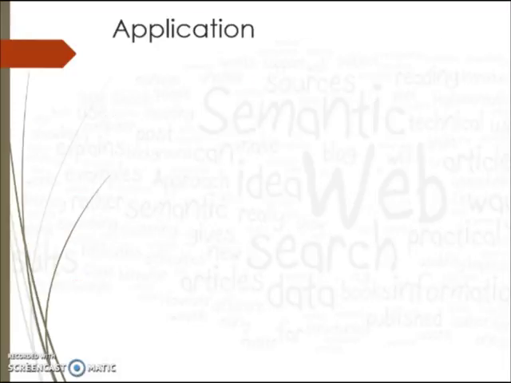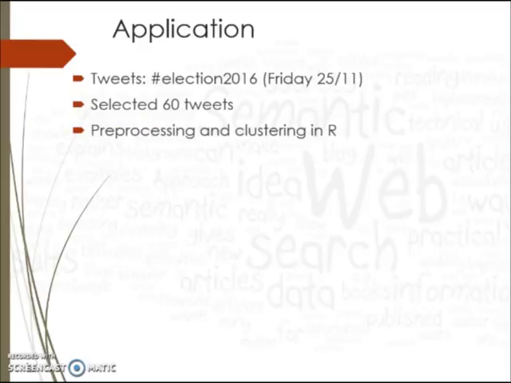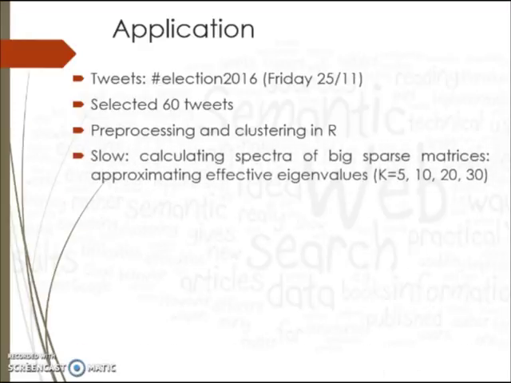So we'll apply our method to a series of tweets related to the hashtag election 2016, and we did it on Friday, November 11th, and November 25, sorry. We selected 60 tweets just to make things readable. All our pre-processing and clustering was done in R. The procedure can be slow because we're calculating the spectra for big sparse matrices.